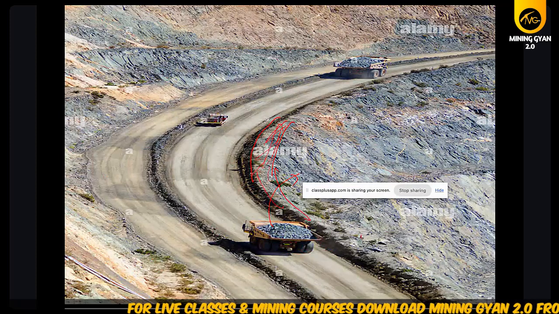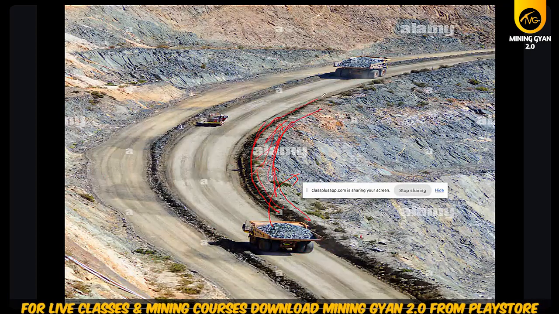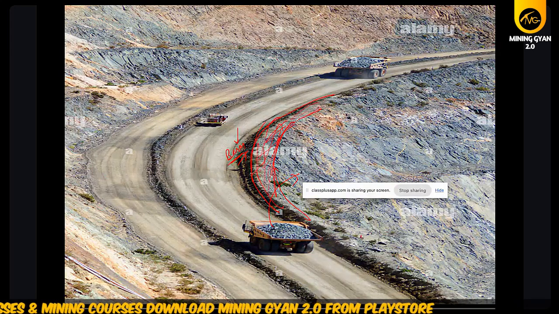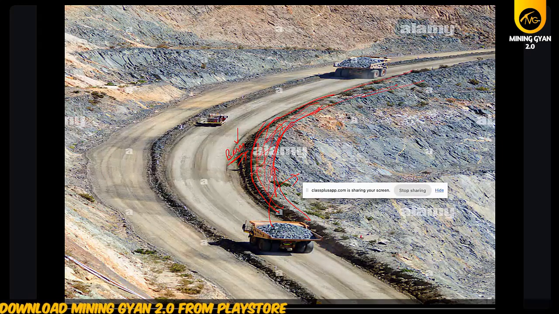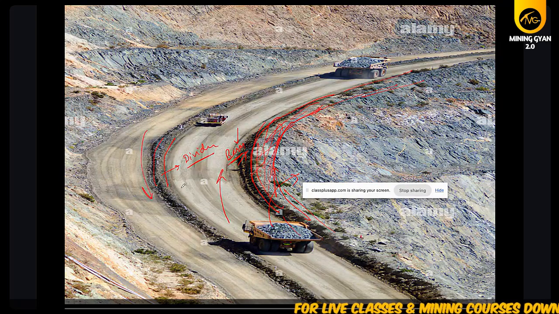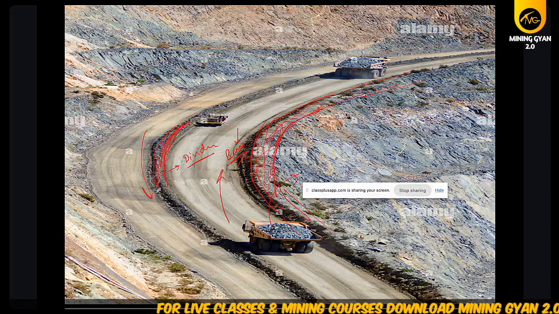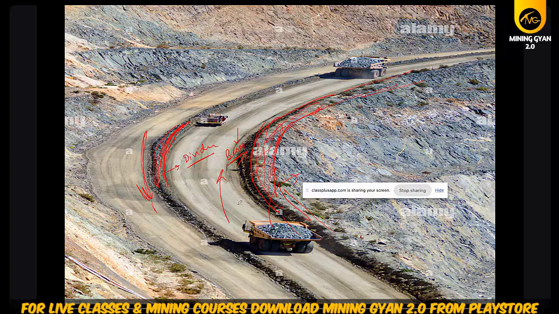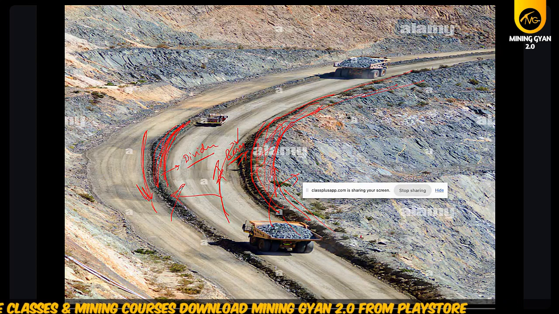So I told you to research or Google how much the height of your berm should be, because it is part of your legislation. It will help you in your examination as well as in the first class examination. And what will it be? It will be a divider. Some vehicles come this side, and some vehicles go on this side. They will not cross each other, because this is the divider in between.